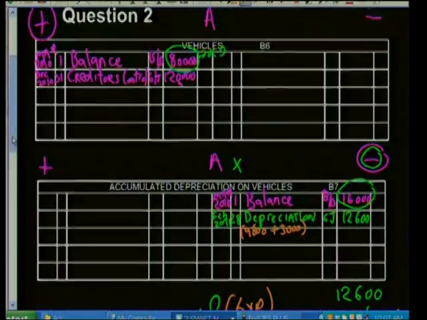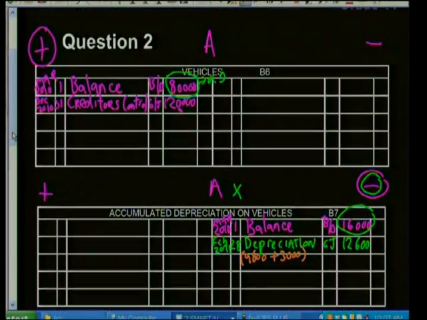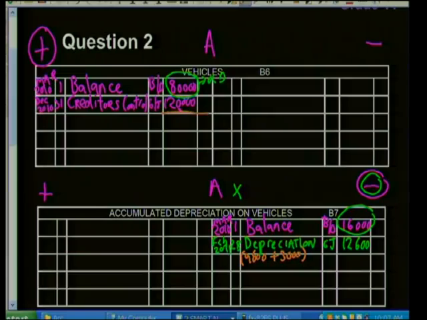Let's now go to the other two accounts. Let's start off with vehicles. Vehicles is an asset, and this account cannot be closed off, but rather it needs to be balanced. So let's balance this account. The total value of vehicles, or your total cost price of vehicles, is now 80 plus 120,000 to give you 200,000. So that becomes your new balance.